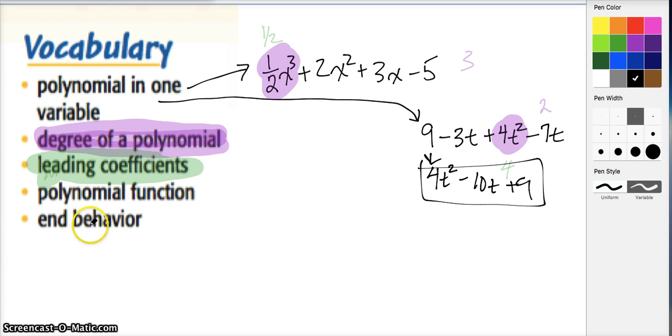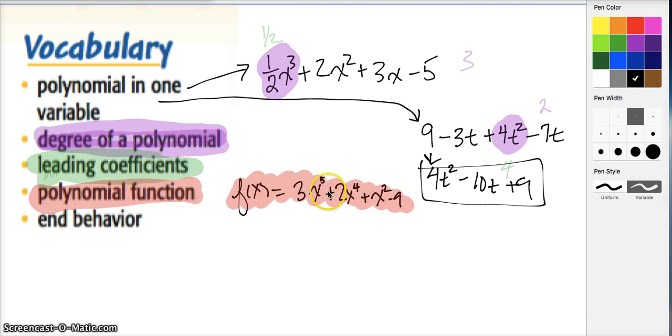Making sense? If I have a polynomial function, hopefully this makes sense. A polynomial function is just an equation where we have a polynomial in it. For example, this equation right here would be considered a polynomial function. It has a polynomial. It's written in f of x form, which we generally reserve for function notation. And so hopefully that makes sense.